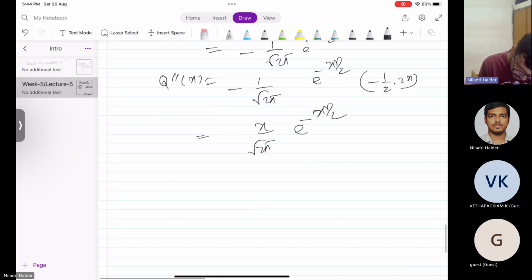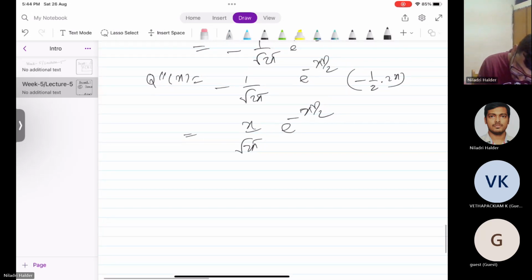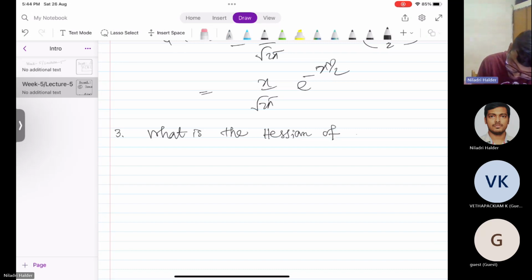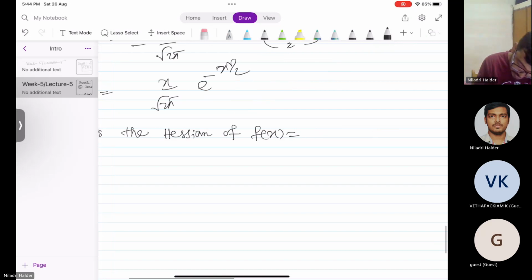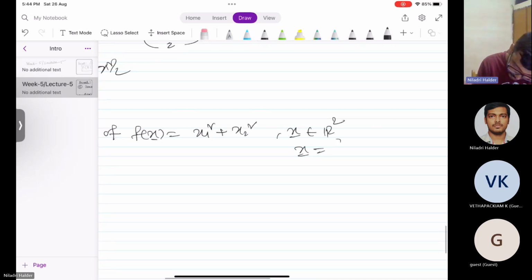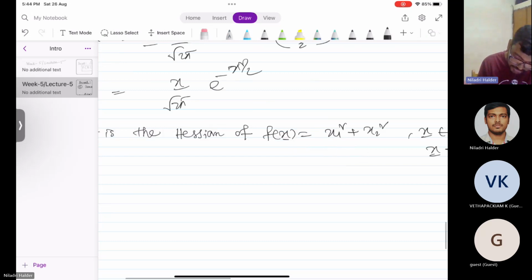Then the third question is: what is the Hessian of f of x equal to x1 square plus x2 square, where x belongs to R power 2, and x is equal to x1, x2? What should be the Hessian of this function?